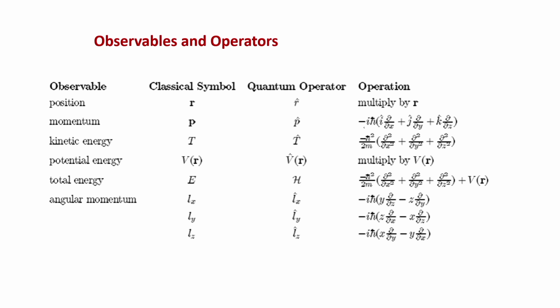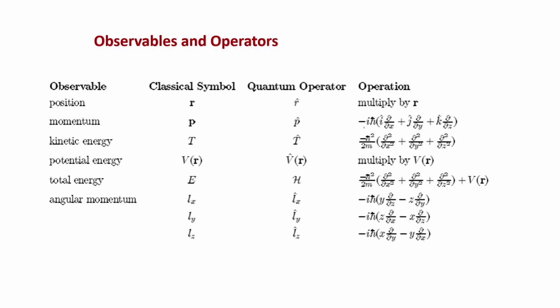If it is for a particular problem, for example the linear harmonic oscillator, this has a form half m omega square r square. It just simply multiplies, that is, half m omega square r square is multiplied with the wave function and so on.